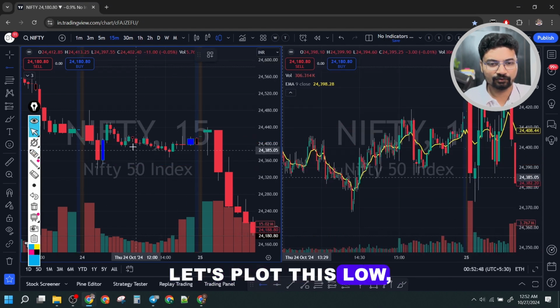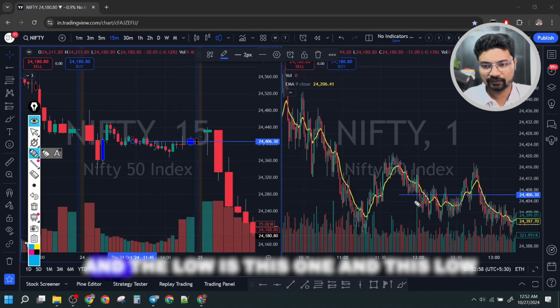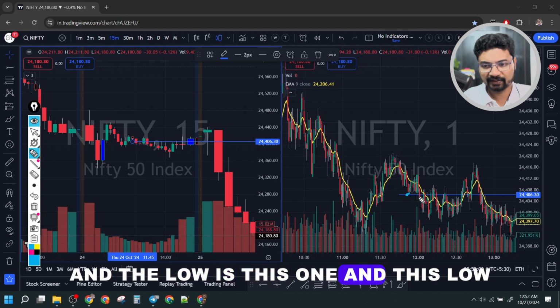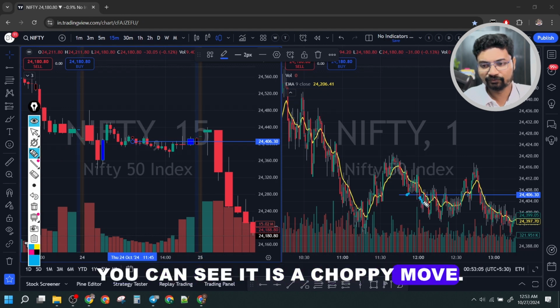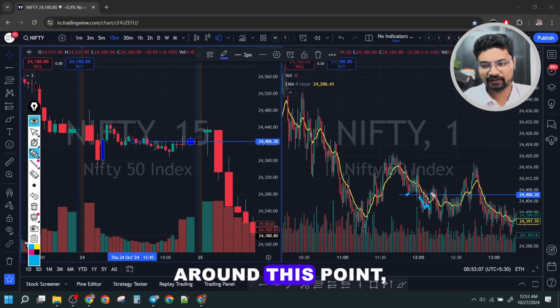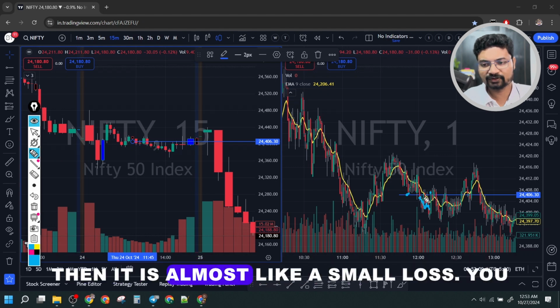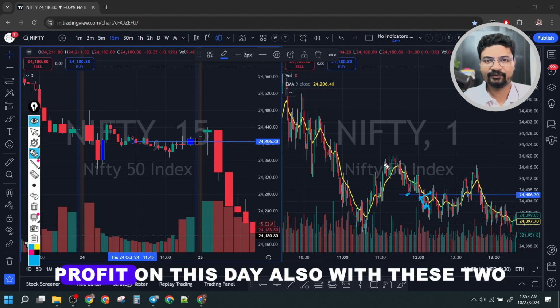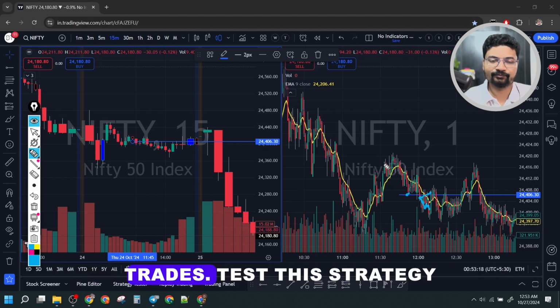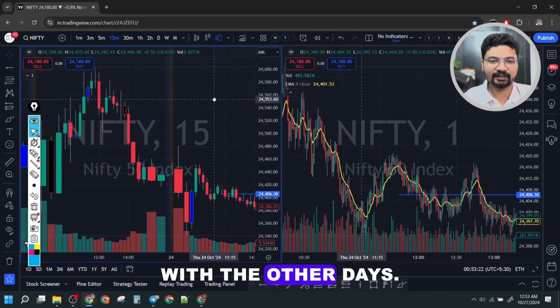Let's plot this low, sync in layout, and the low is this one, and this low is broken here, and you can see it is a choppy move. It closed around this point, and it is almost like a small loss. You will be in a profit on this day also with these 2 trades. Test this strategy with the other days.